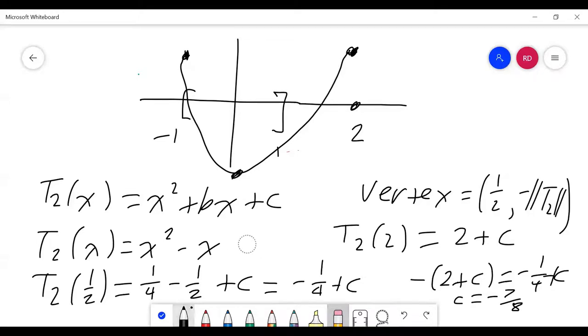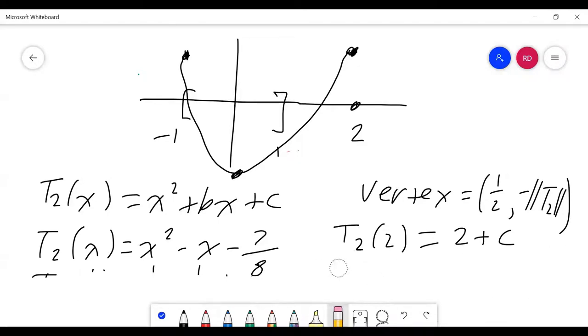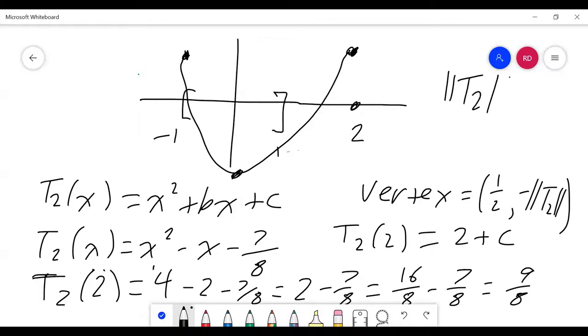The parabola is x squared minus x minus 7 over 8. And then if we plug in 2 to that, or plug in negative 1, in both cases we get a value of 9 over 8. Well, let's check that just to be sure. T2 of 2 is 4 minus 2 minus 7 over 8. That is 2 minus 7 over 8, which is 16 over 8 minus 7 over 8, or 9 over 8. And take my word for it, or try it out yourself, but the other points will also give you 9/8 and negative 9/8. So the T2 norm for this is 9 over 8.